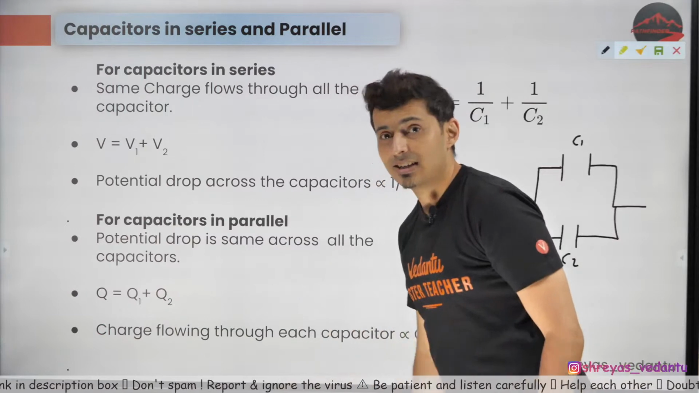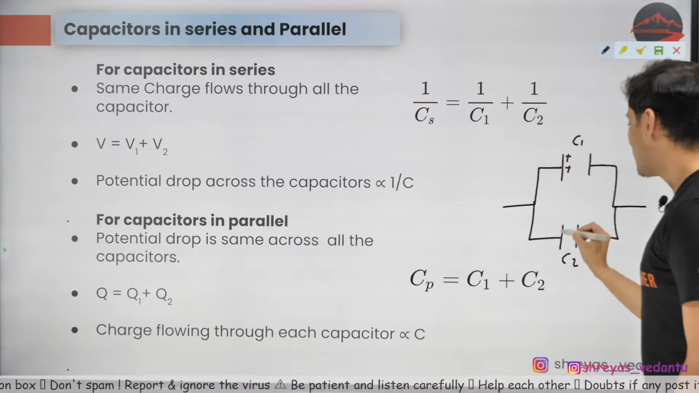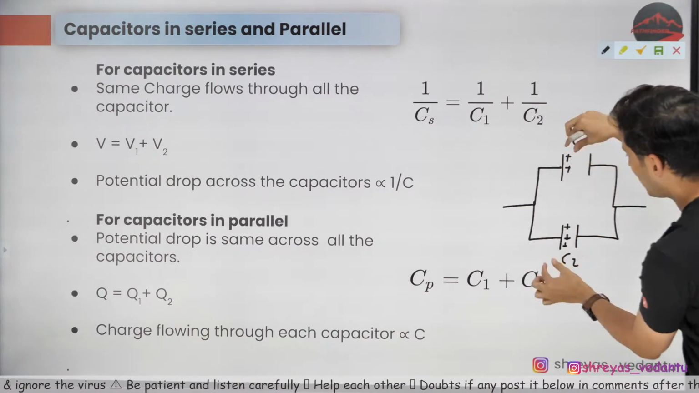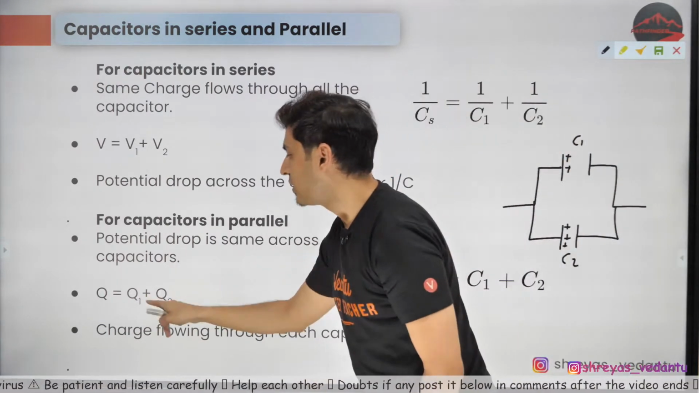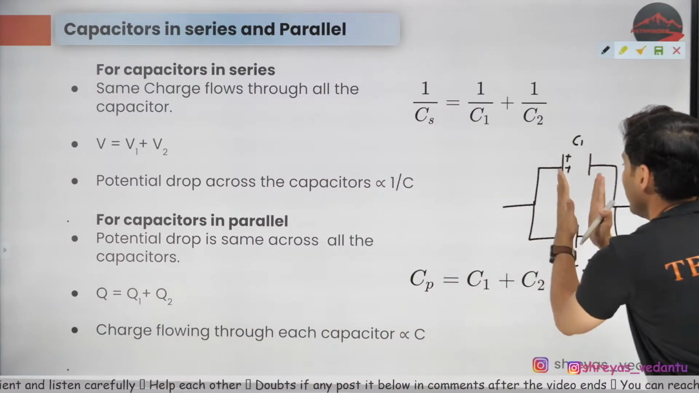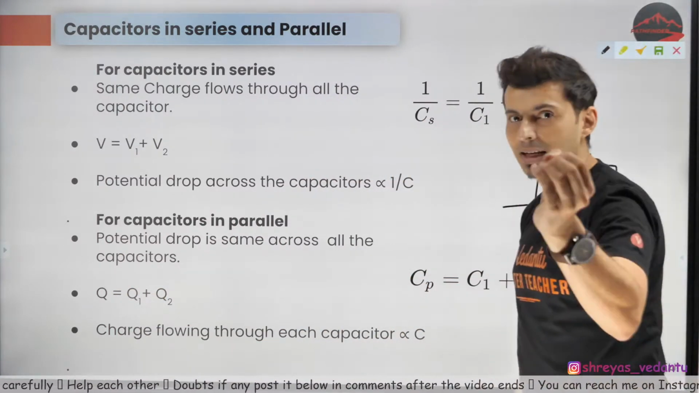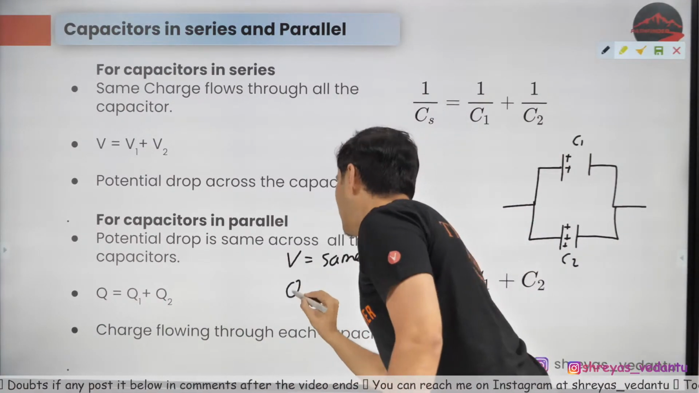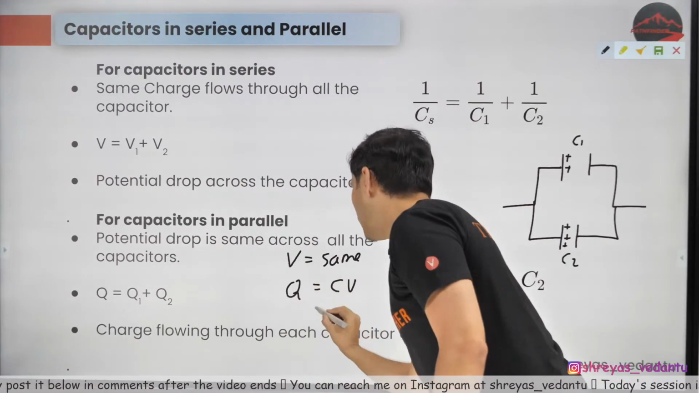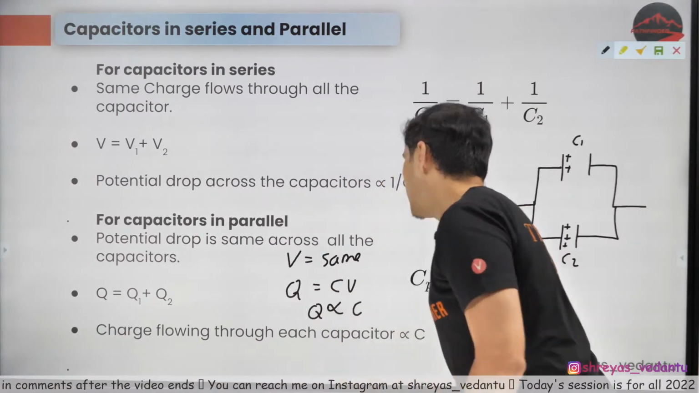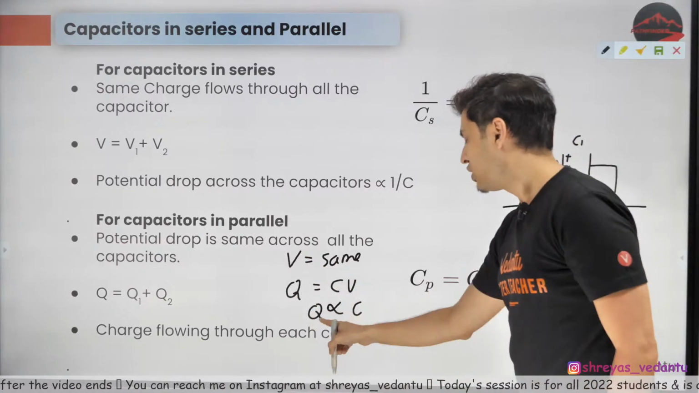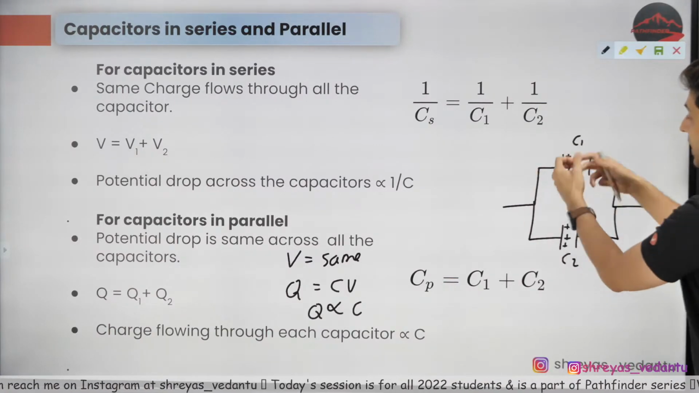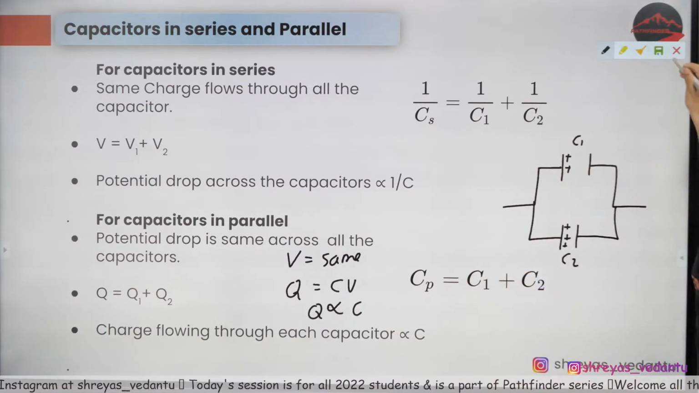What about the charges? Well, if this has a certain charge, then add these charges Q1 and Q2. So you get one single plate. So Q1 plus Q2 is the total charge of this effective capacitance. That's what you should remember. The voltage is obviously the same, and since Q is equal to CV, therefore Q is directly proportional to C. Because voltage is the same, Q is directly proportional to C, because whichever has more capacity, that will have more charge. That's what this theory says.